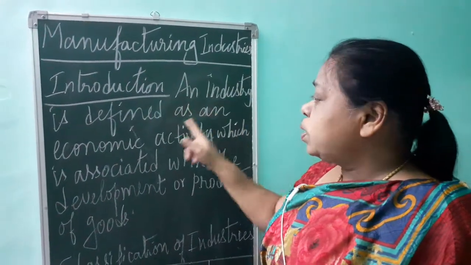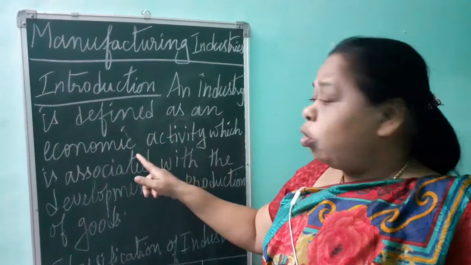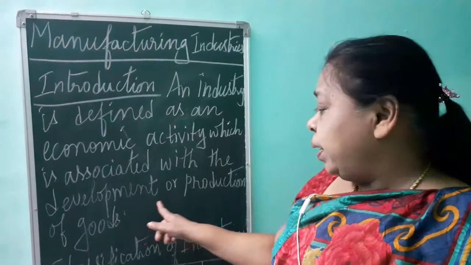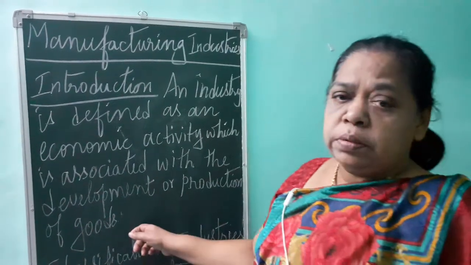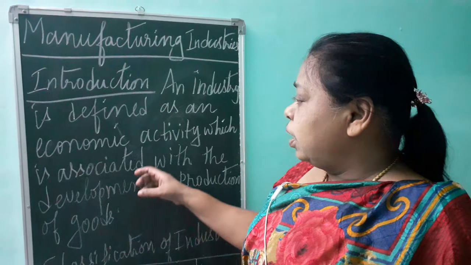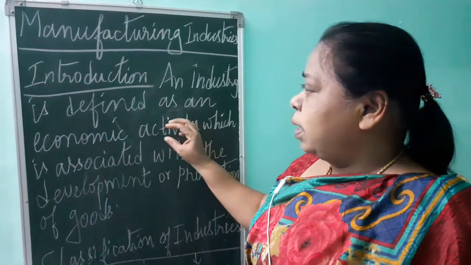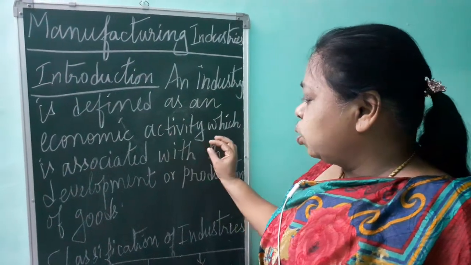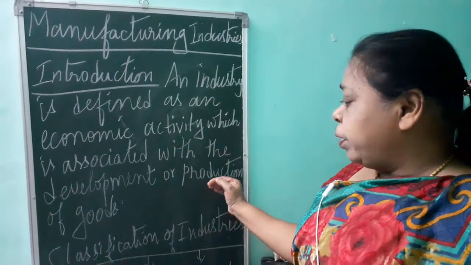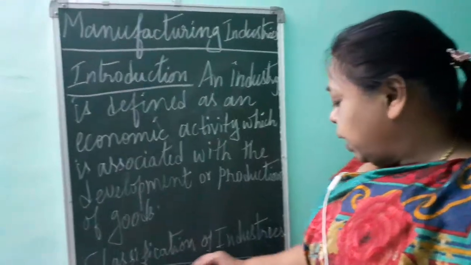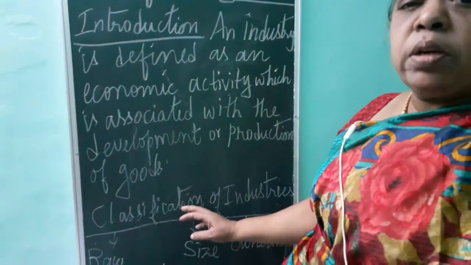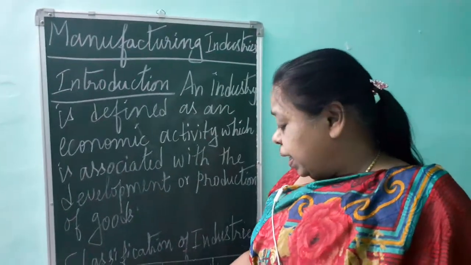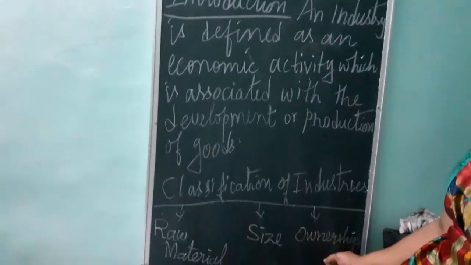Introduction. An industry is defined as an economic activity which is associated with the development or production of goods. Manufacturing or industry means it is an economic activity associated with the development or production of goods. Classification of industry. Industries are classified into three categories based on raw material, size and ownership.